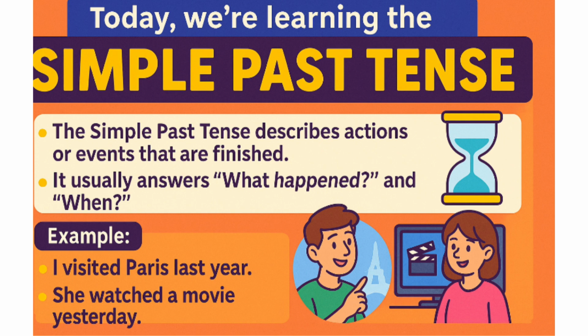Let's kick it off. The simple past tense describes actions or events that are finished. It usually answers, what happened? And, when. As an example, I visited Paris last year. She watched a movie yesterday. She went to a party in the weekend.